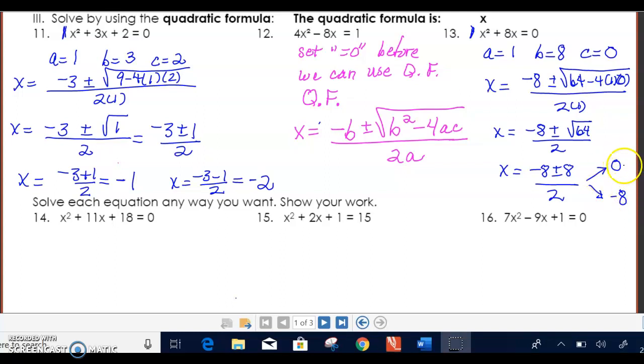Again, these 2 answers come from breaking up this result, just like we did over here, into 2 parts. Negative 8 plus 8 would be 0 over 2, which is 0. Negative 8 minus 8 would be negative 16 over 2, which is negative 8.